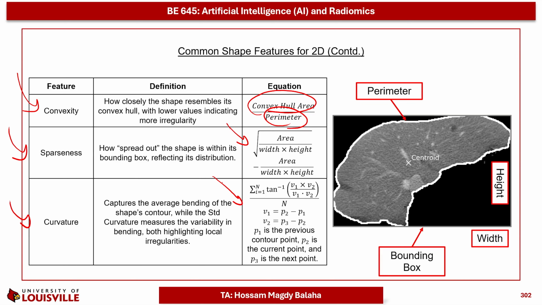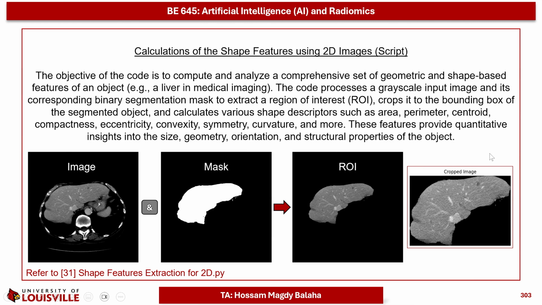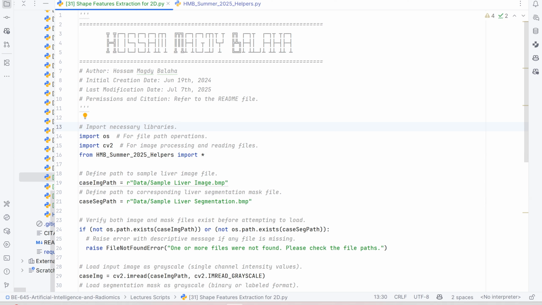By combining all of these features together, we are getting insights on the shape features for the image in hand. Now we need to apply the different features, including the geometric and shape-based features, on a 2D image. So, Script 31, shape features extraction for 2D.